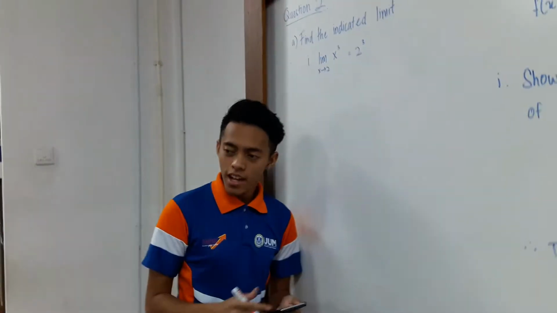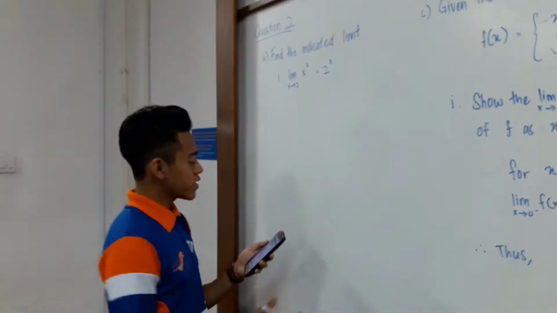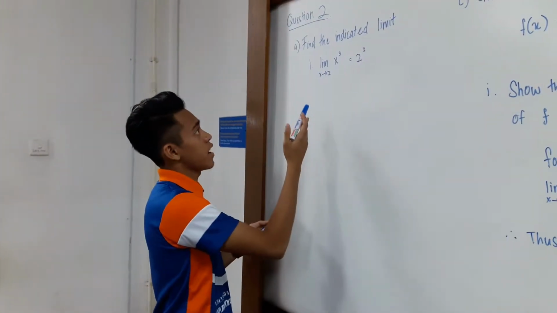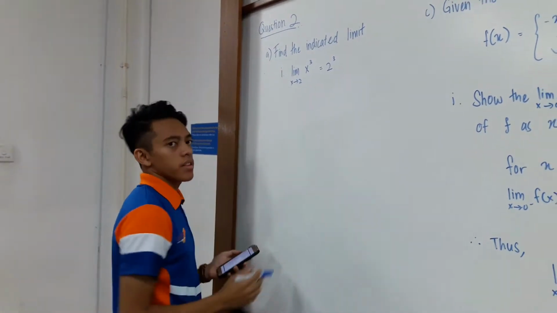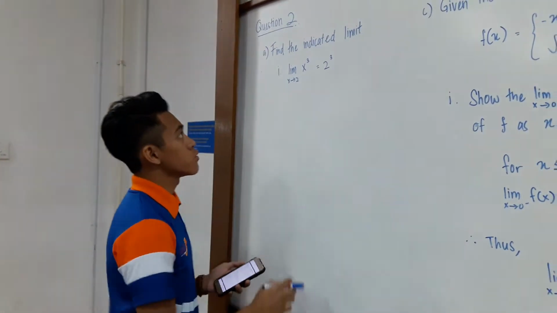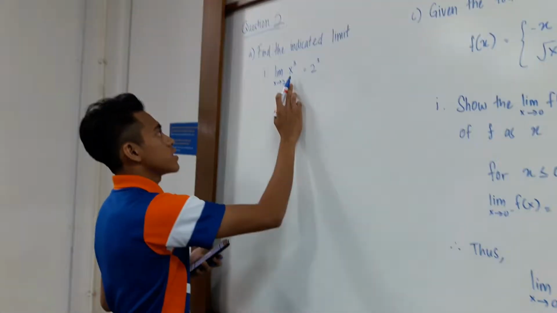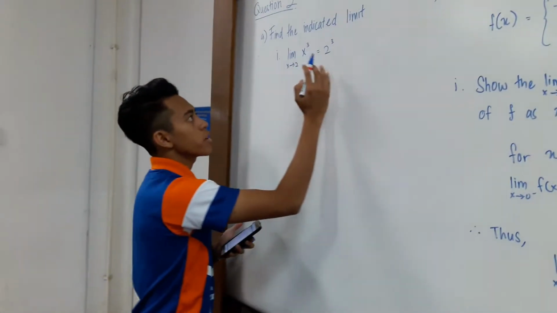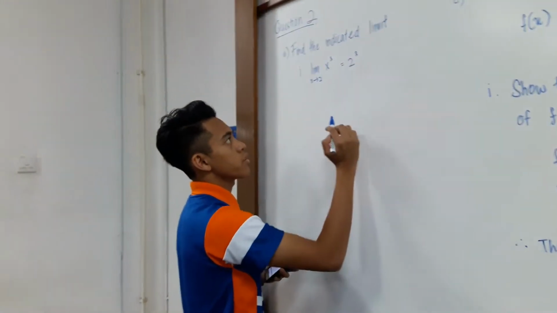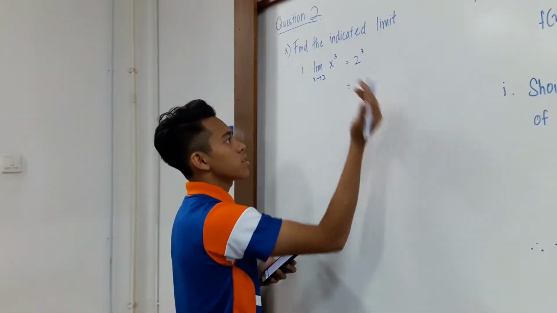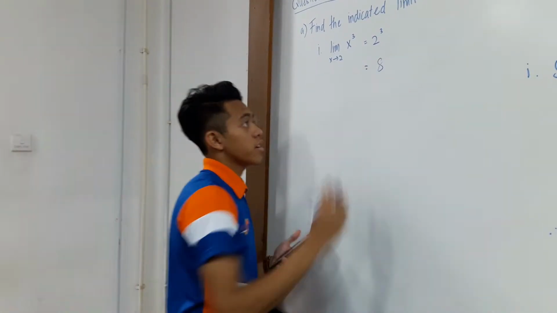Good morning, class. My question is question number 2, which is to find the indicated limit, which is x cubed with limit x approaches 2, which means we just substitute x with 2. So we get 2 to the power of 3, which means 2 cubed. We can simply punch it into the calculator and get 8.